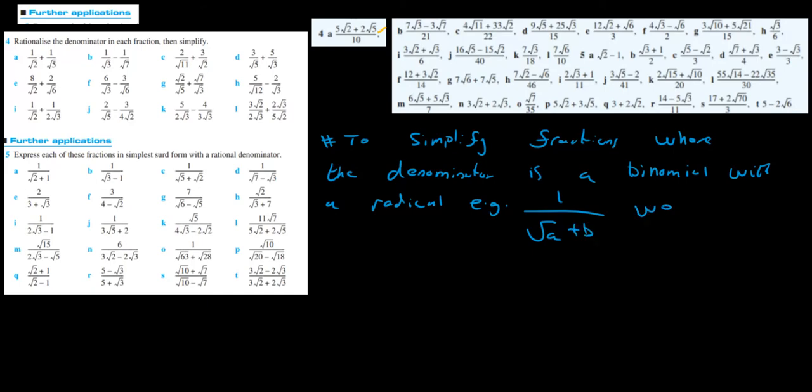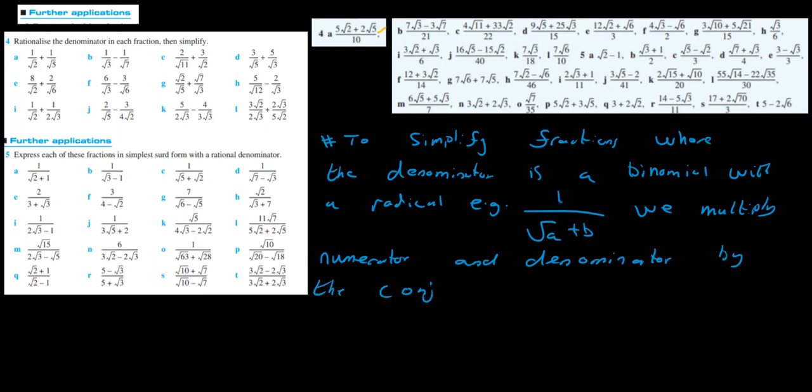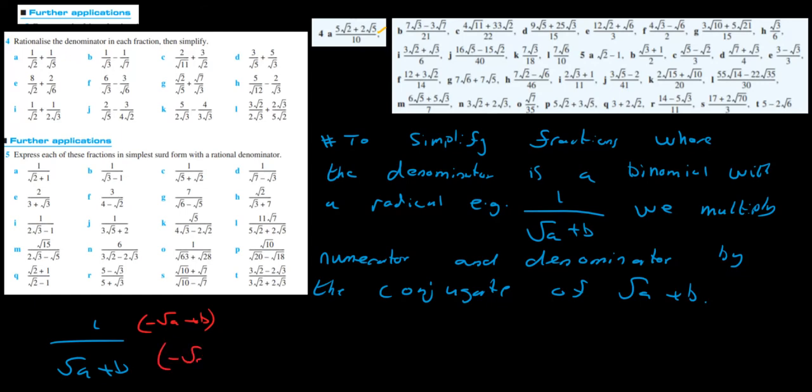we multiply numerator and denominator by the conjugate of root a plus b. So let's do that then. We're going to multiply by the conjugate, which is negative root a plus b. And we know if we've made a mistake because the radical on the bottom doesn't disappear.